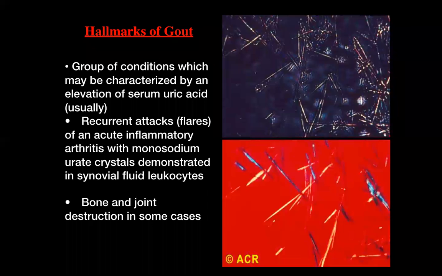Hallmarks of gout. A group of conditions which may be characterized by an elevation of serum uric acid. Recurrent attacks of acute inflammatory arthritis with monosodium urate crystals demonstrated in synovial fluid leukocytes, and bone and joint destruction in some cases.